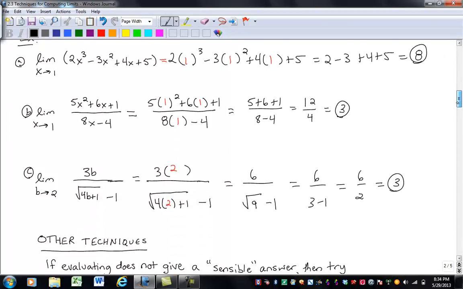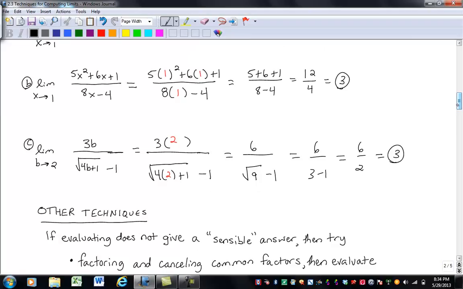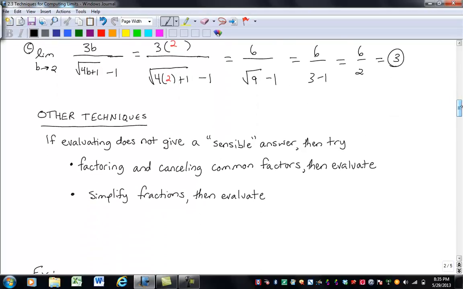If you can plug in the values like we've done here, then you can just come up with the limit without too much trouble. Now the problem happens when you can't find the limit this way. When you try to plug in and it doesn't work. And usually that's when you get zeros in the denominators of fractions. And it also happens with infinity sometimes later on. What happens when you can't plug in? Well, you try factoring and canceling common factors, and then evaluate. Or you simplify the fractions, and then you evaluate. The idea here is to factor and cancel, simplify as much as possible. So sometimes you got to use both of them.